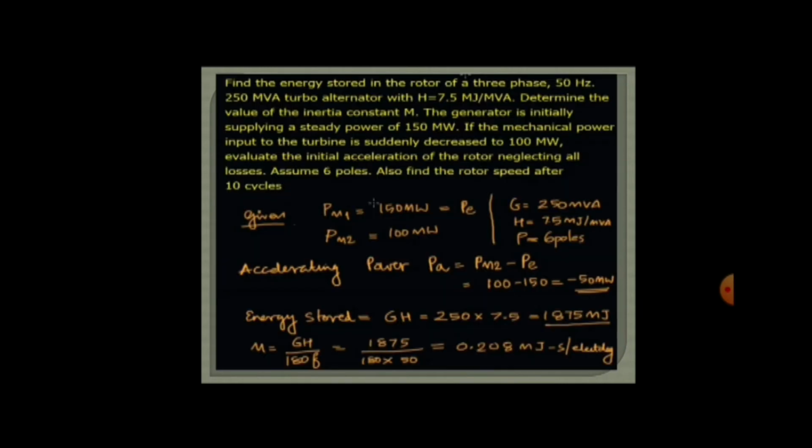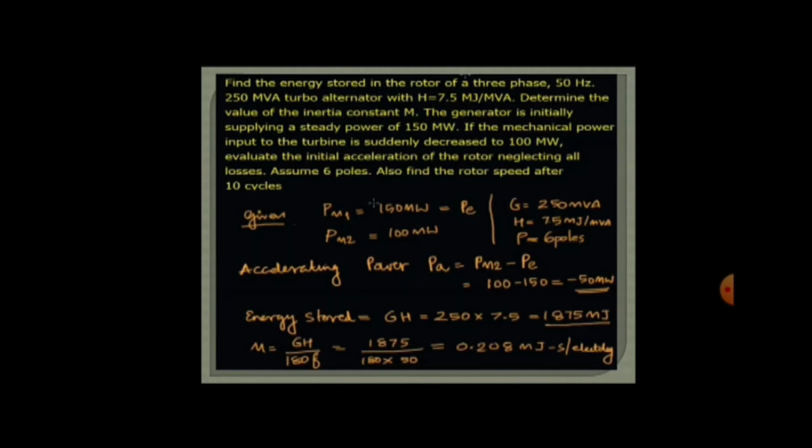Next problem you can see here. It is very similar, so we can do this problem. Find the energy stored in the rotor of a three phase 50 Hz, 250 MVA turbo alternator with inertia constant capital H equal to 7.5 megajoules per MVA. So determine the value of inertia constant capital M.